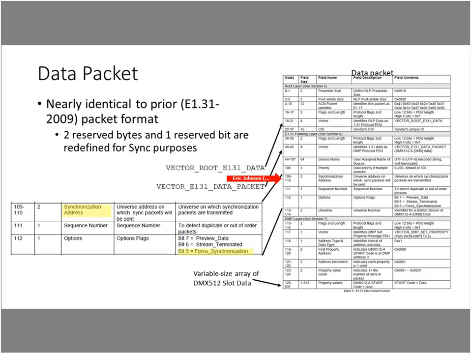And then we added another options bit called force synchronization. We'll talk about this a little bit more later on. I just want to emphasize, as you see at the end of the packet, here's the variable size array of DMX512 data. This is a chunk of DMX data that is put together at the end of the packet, and this is fundamentally what this whole protocol is transporting.